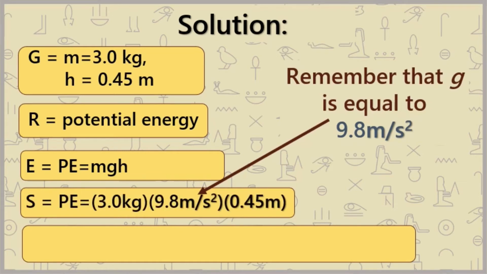So remember that g, just like what I have said a while ago, is equal to 9.8 meters per second squared. So, for the solution or for the S, it is PE equals 3.0 kilograms times 9.8 meters per second squared, times the height, which is 0.45 meters. So as you can see, the operation that we need to do is multiplication. So we're just going to multiply all of these three, and the answer will be, alright, 13.23 joules.